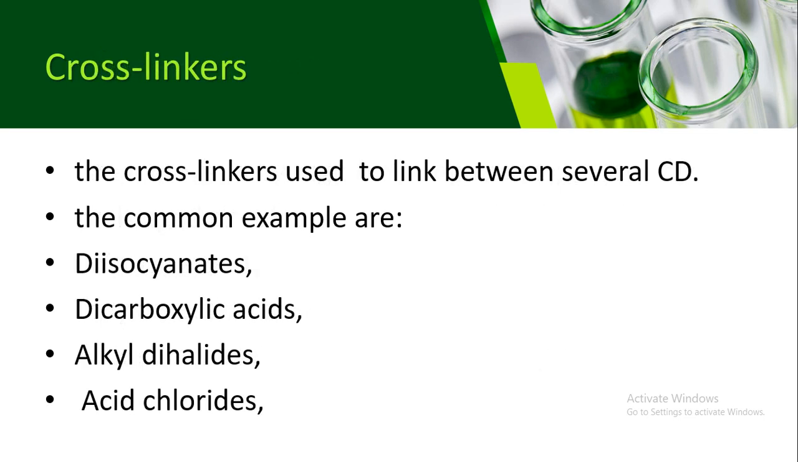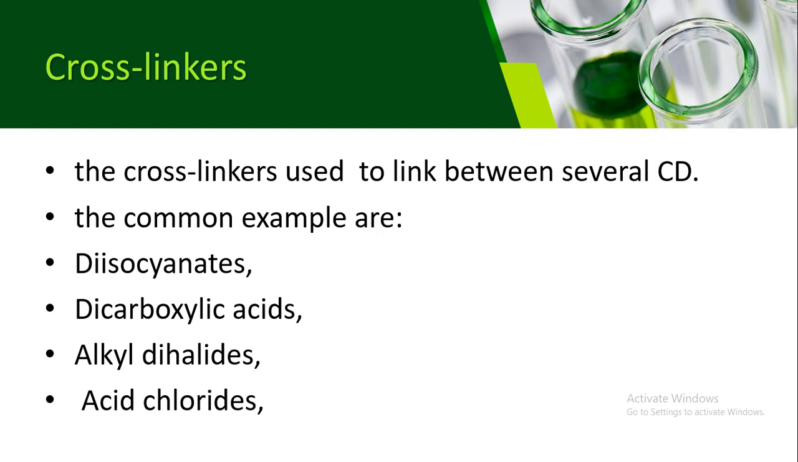The cross-linkers are used to link between several cyclodextrins. This is when we want to talk about cross-linkers. Common examples of cross-linkers are diisocyanates, dicarboxylic acid, alkyl dihalides, and acid chloride.